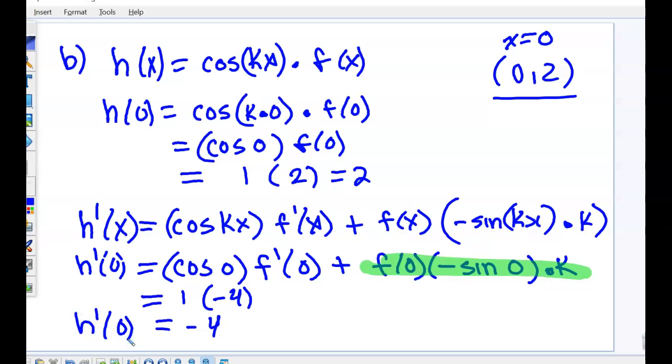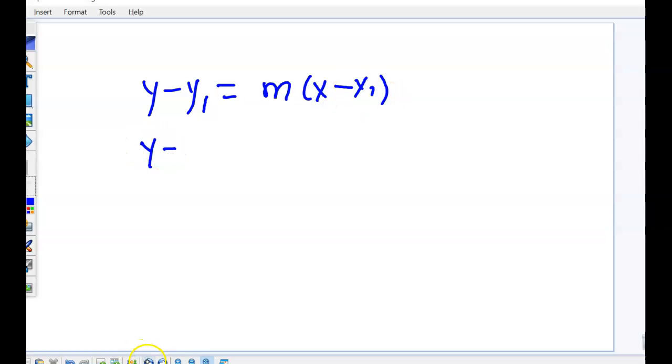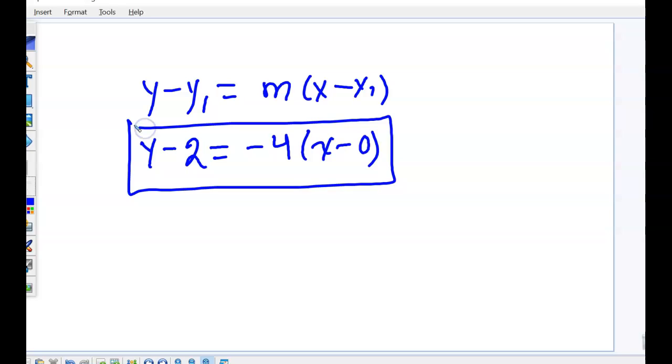So now I know my slope, I know my point. So now I can find the equation. It's going to be y minus y1 equals m times x minus x1. So it's going to be y minus 2 is equal to negative 4 times x minus 0. Now, believe it or not, you can leave your answer like this. They haven't asked you for any specific form, so that is a valid solution for this question.